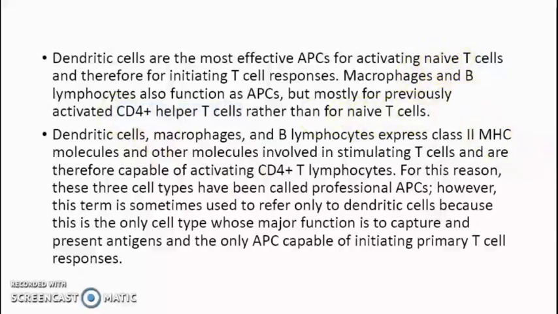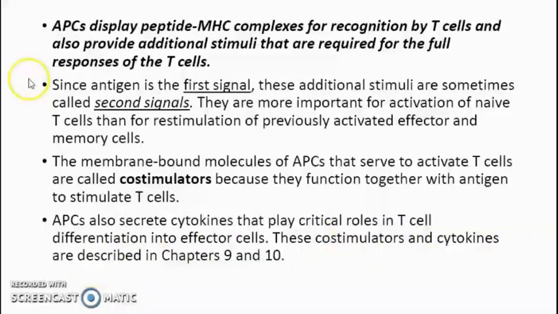Dendritic cells, macrophages, and B lymphocytes express MHC class II and other molecules involved in stimulating T cells, and are therefore capable of activating CD4 T lymphocytes. For this reason, these three cell types have been called professional antigen-presenting cells. However, this term is sometimes used to refer only to dendritic cells because this is the only cell type whose major function is to capture and present antigen, and the only antigen-presenting cell capable of initiating primary T cell responses.